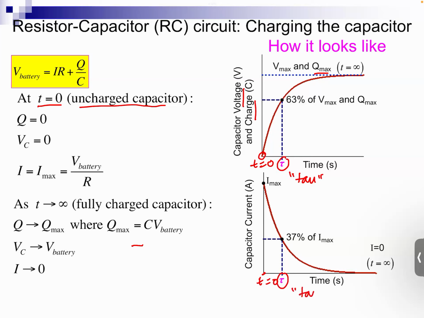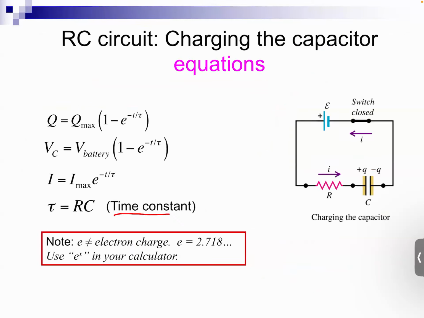For the same time when the charge stored is 63% of the maximum value, the current in the circuit would have gone down to 37% of the maximum value. Okay, and we will talk more about this special time tau in the next few slides. But before we talk about tau, tau is in fact called the time constant, and we'll talk more about that.